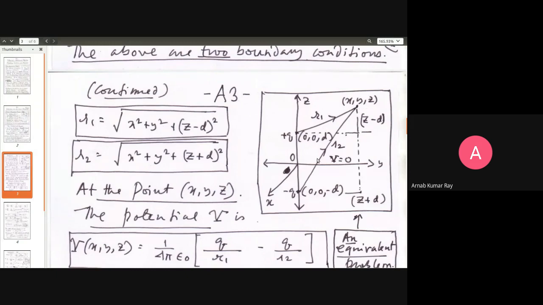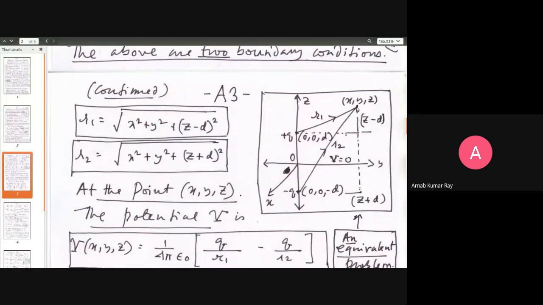Right now, the plane is no longer there for you. Instead of the conducting sheet on the xy plane, you have taken that plane away and you are saying that its equivalent role is to be played by a minus q charge just below the origin. This is the subtle point. This point charge minus q is throwing a radial line to our position x, y, z, which has a straight line length of r2.